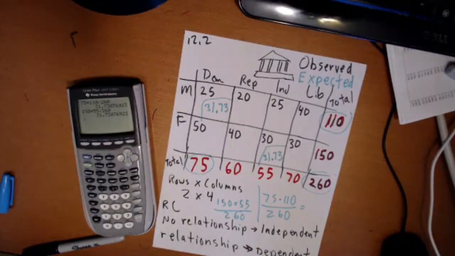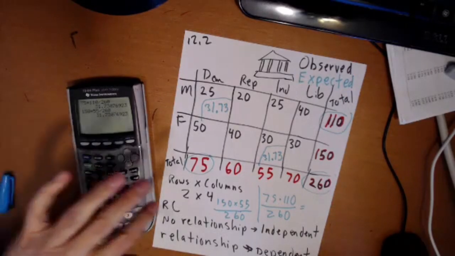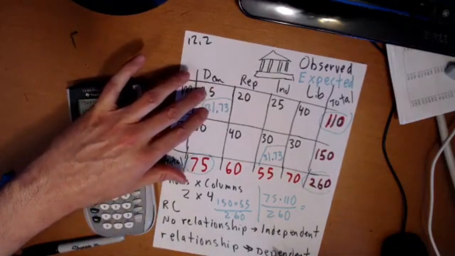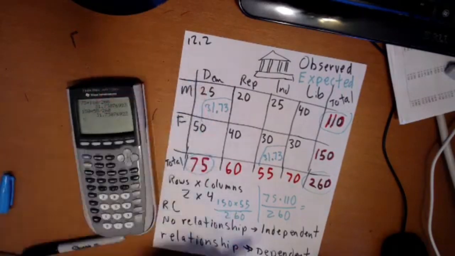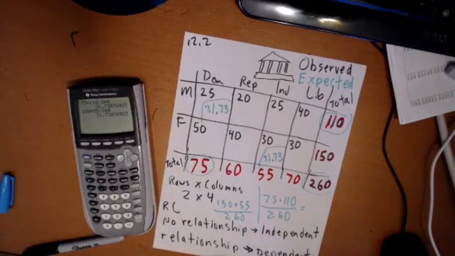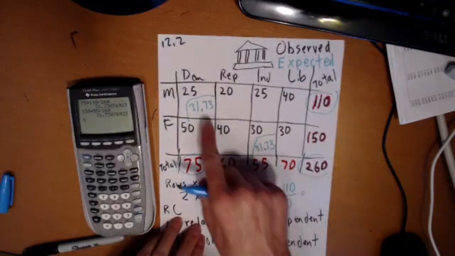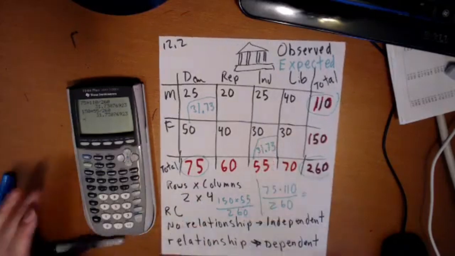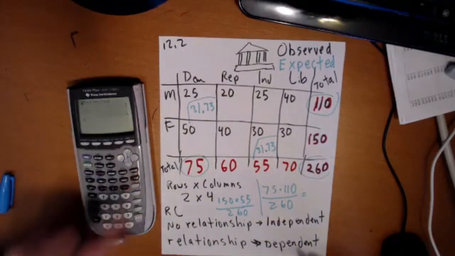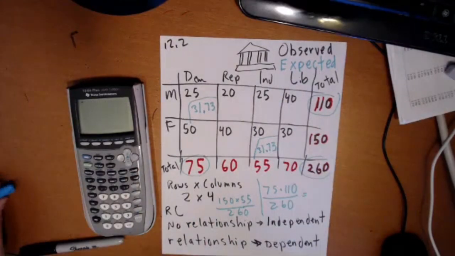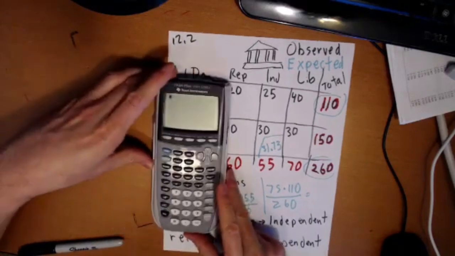So that's the idea you need to ponder. If the observed and expecteds are all really different from each other, then that probably means there's some sort of relationship, some sort of dependence. Okay, let's figure out a shortcut to getting these numbers. Okay, I'm going to hit clear. I'm going to put all these numbers in black, these observed numbers, into my calculator using a matrix. Hopefully we can see this okay.